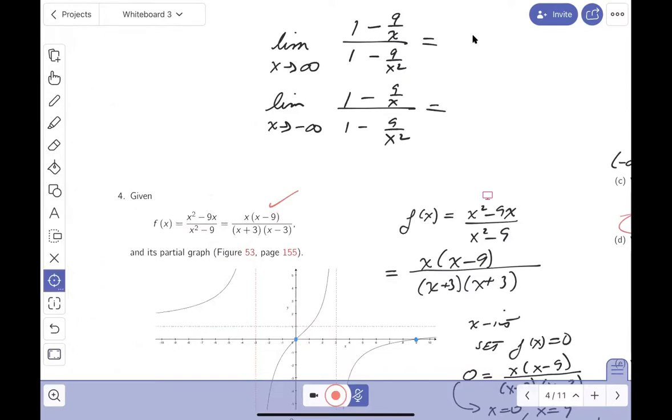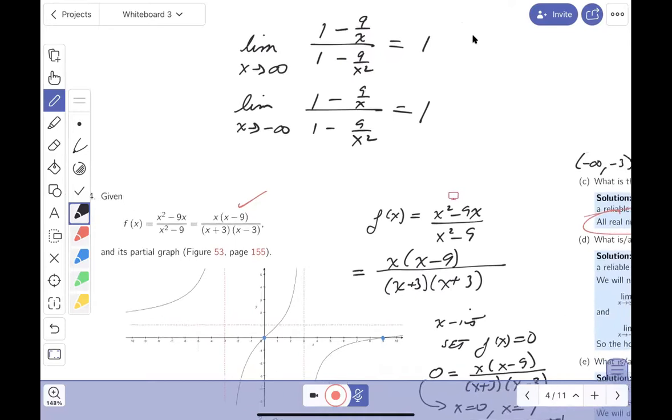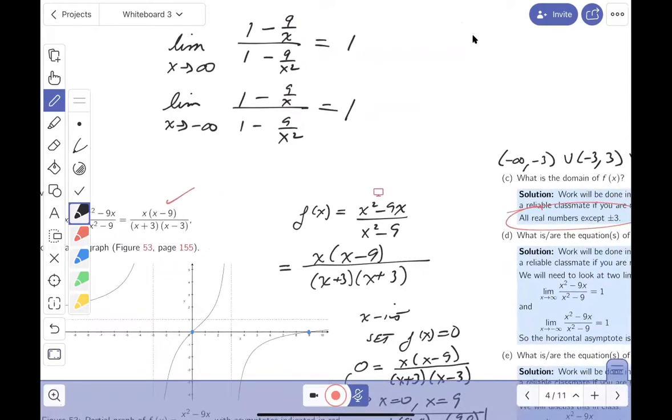As I do it, though, I want to point out X is getting really large. What do you get? 9 divided by a really large number, 0. So the top would be 1 and the bottom would be 1. And what's 1 divided by 1? 1. All right. Pretty simple. Really simple. So what does that say? It says the horizontal asymptote is y is equal to 1.